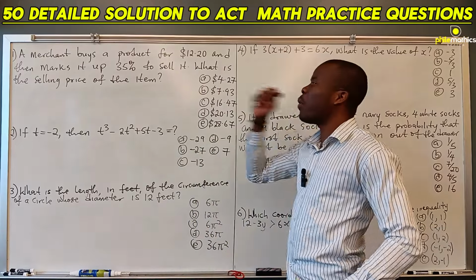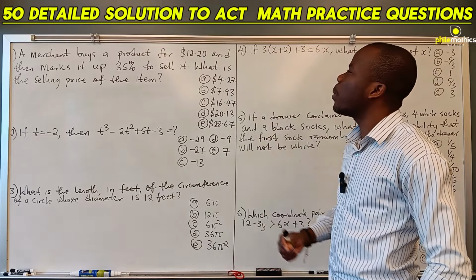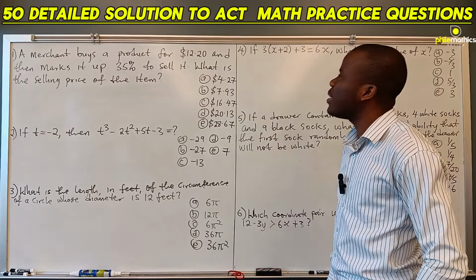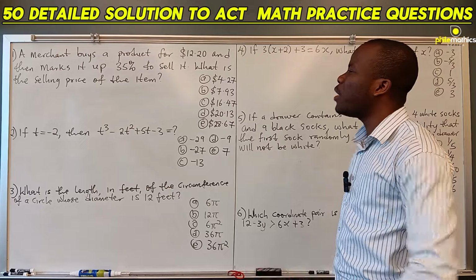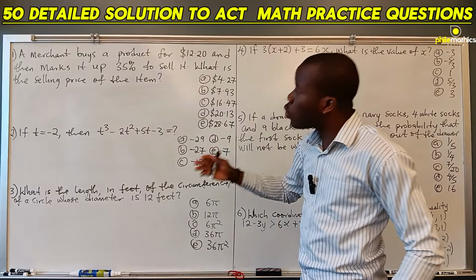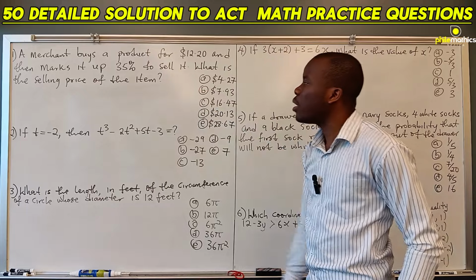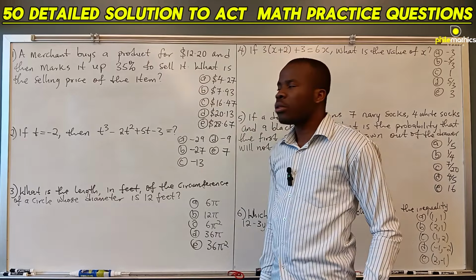The first question we are going to be solving is: a merchant buys a product for $12.20 and then marks it up by 35% to sell it. What is the selling price of the item? This question is simply telling us that the product was bought at $12.20 and he wants to sell it with a profit of 35%. What is the selling price?